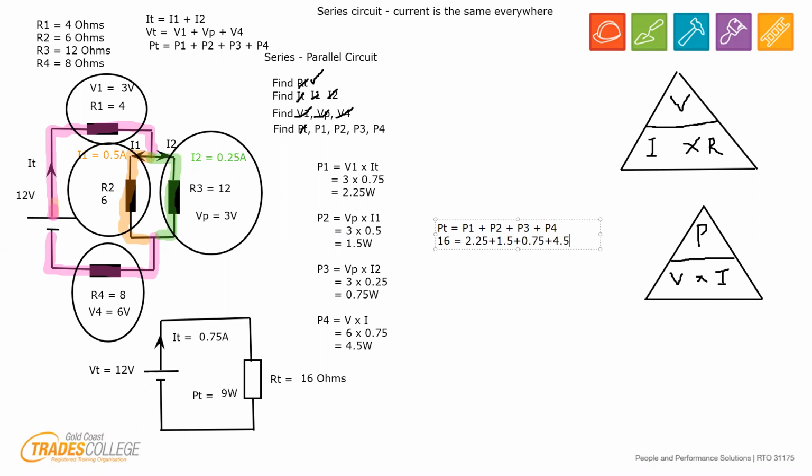Seem to have made a mistake there somewhere. Bear with me. No, I haven't. Sorry. I've made a mistake reading the drawing. All right. So I read the RT, which was 16. My bad. PT, which is down the bottom over here, look, is 9 watts. That makes me feel a bit better. So 9 watts is PT, 2.25 plus 1.5 plus 0.75 plus that gives me back my 9 watts.